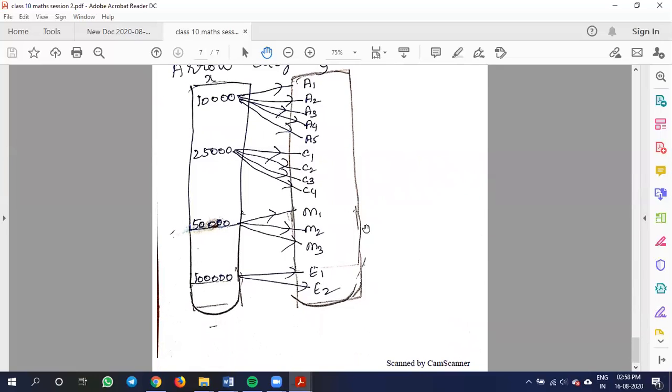So these are the 5 sums you have in exercise 1.2. I hope you understood this exercise very well. Try to practice the sums.